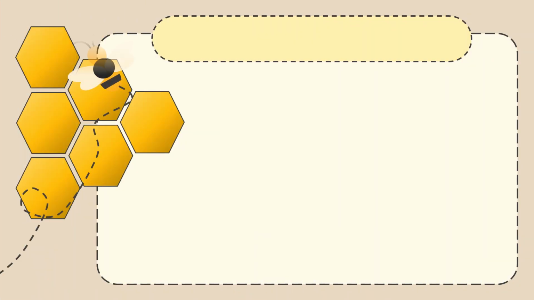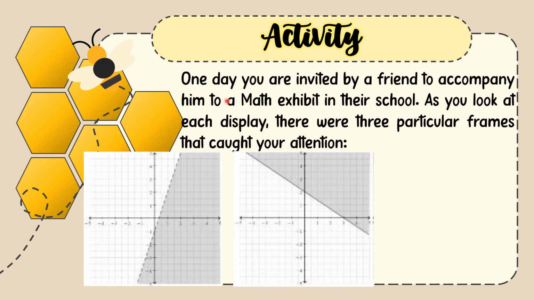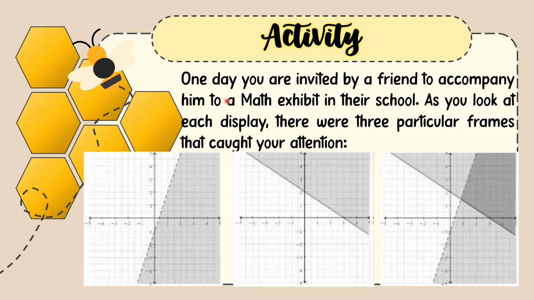Now let us start the lesson by considering this situation. One day, you are invited by a friend to accompany him to a math exhibit in their school. As you look at each display, there were three particular frames that caught your attention. So this is the first frame, the second frame, and the third frame. My questions for this situation are, what does the shaded region in each frame mean? So the shaded region for frame 1, frame 2, and frame 3.